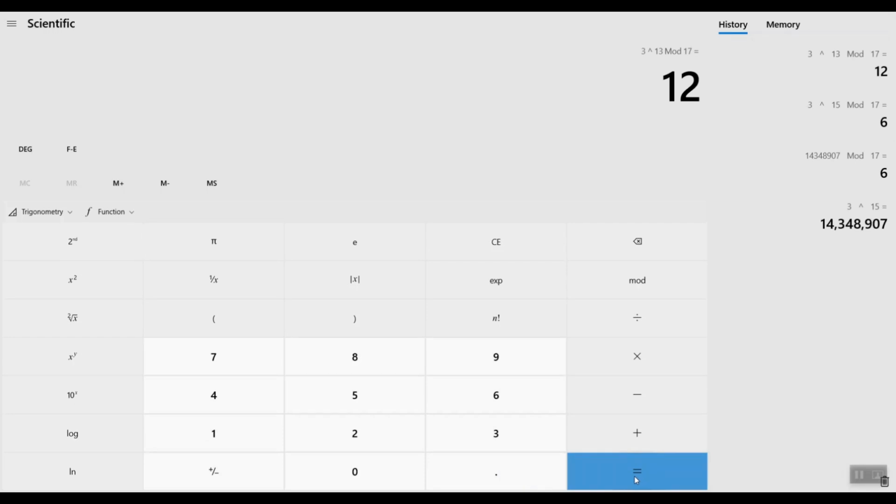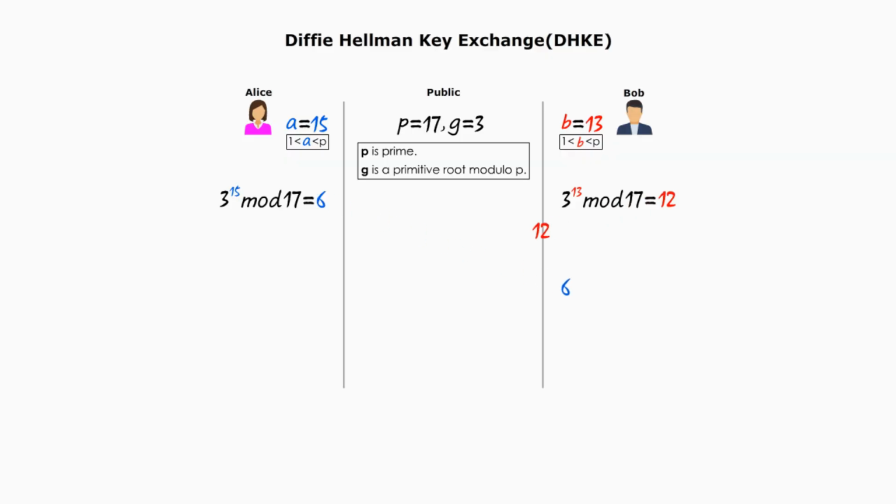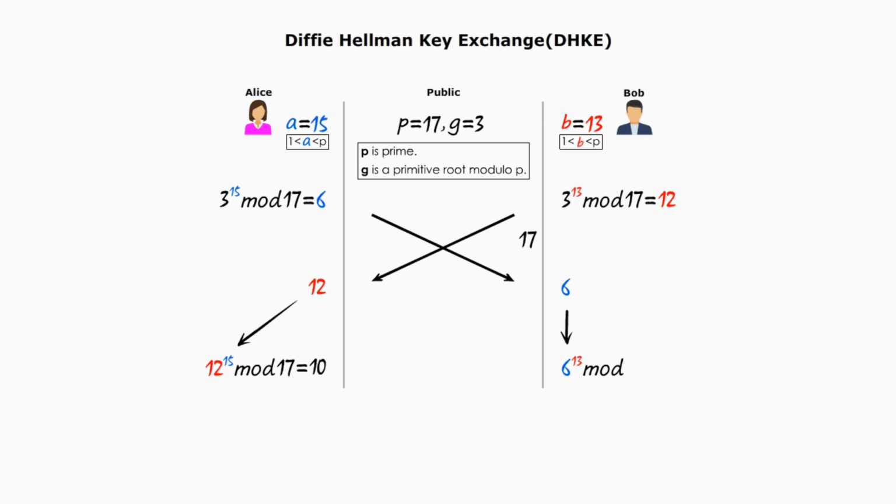Let me get back to the process and to step 3. Step 3, Alice and Bob exchange their public keys. So Alice gets 12 and Bob gets 6. Last step, Alice and Bob create their shared secret key separately. At this step, both Alice and Bob use their private keys and the partner's public keys to generate the shared secret key. Secret is 10. The end of the Diffie-Hellman key exchange.